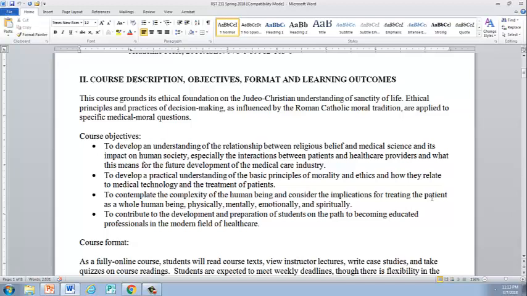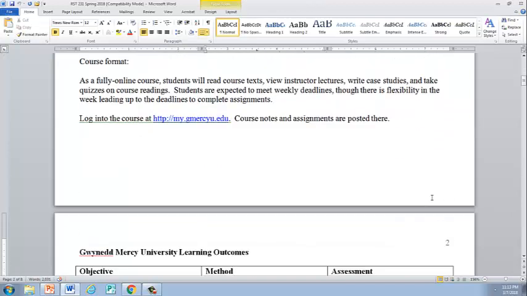So here's how we're going to do this course in our format. Since this is fully online, you're going to be reading our course texts. You'll be viewing lectures. I'm going to record video lectures that you'll be able to watch. Generally they are me interacting with the PowerPoint. So it's not going to be me on the camera, but it will be the content, so that I can deliver the material to you much like I would in a face-to-face environment.